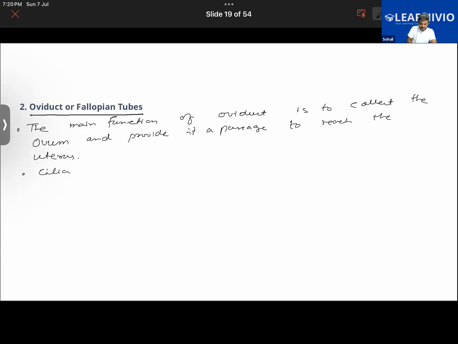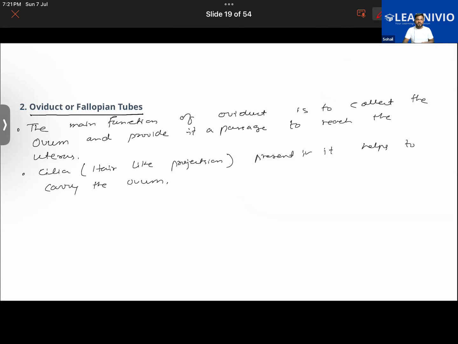Furthermore, the cilia, which are hair-like projections present in it, help to carry the ovum. So that is the main function of the fallopian tube: that it collects the ovum from the ovaries and provides it a passage to reach the uterus. Okay, do let me know once you guys are done writing it.